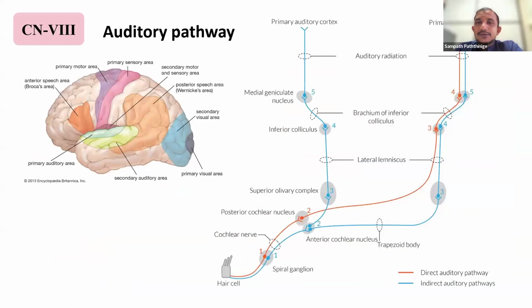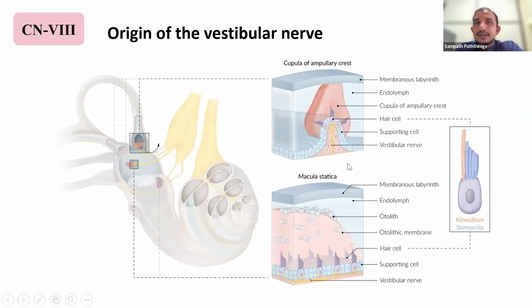Cochlear nerve. So just have an idea about the auditory pathway. It goes from the cochlear nuclei to the superior olivary nucleus, inferior colliculus of the midbrain, to the medial geniculate body of the thalamus, then to the primary auditory cortex, right? So that is the auditory pathway.